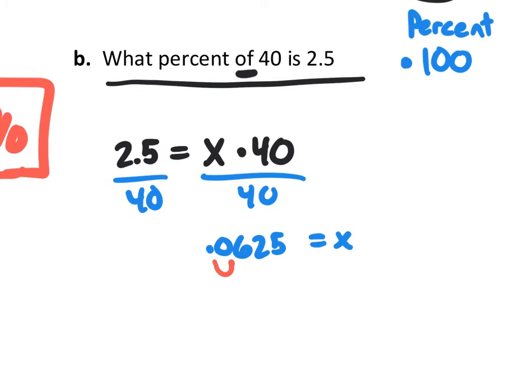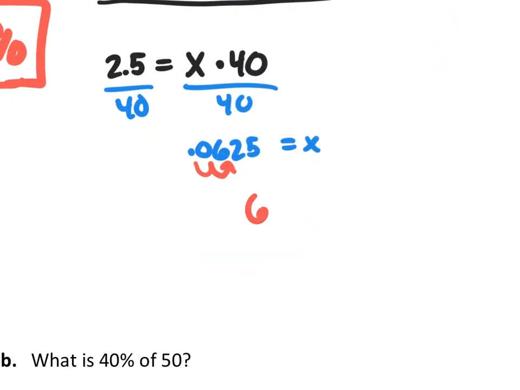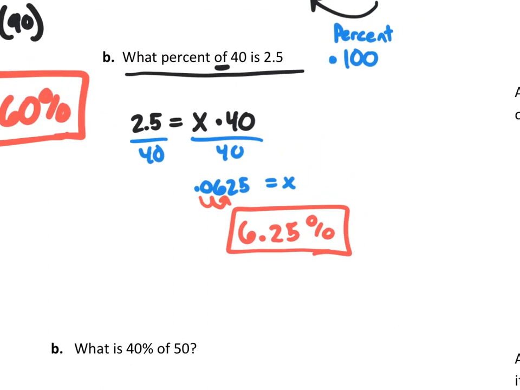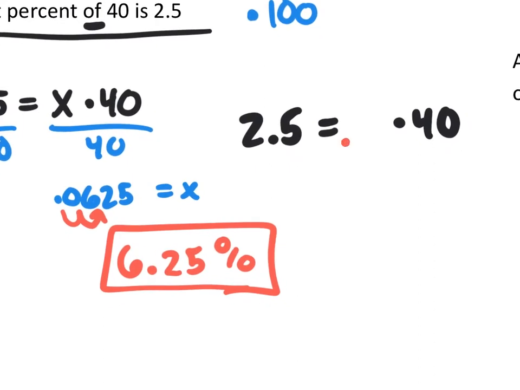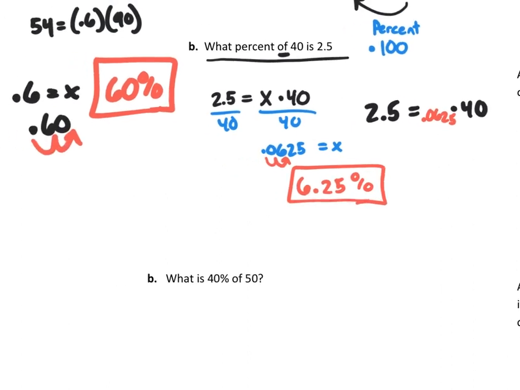And then we need to move that decimal spot 2 spots over. So the answer for this one is 6.25%. And that makes a lot of sense mathematically because if I'm trying to reach 2.5 and the number I have is 40, it should make sense that my percent has to be very small. 0.0625, which is 6.25%.